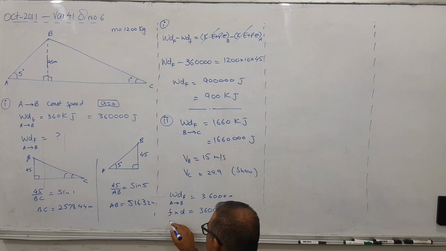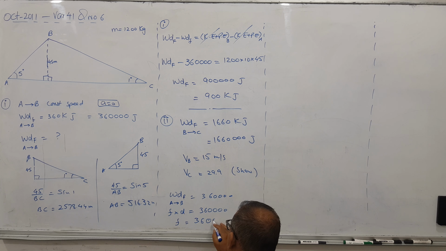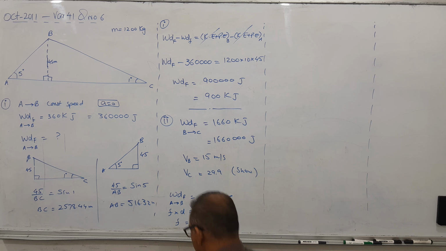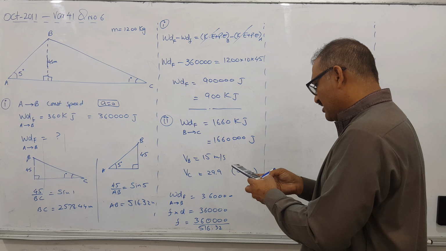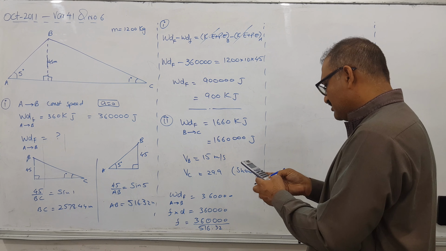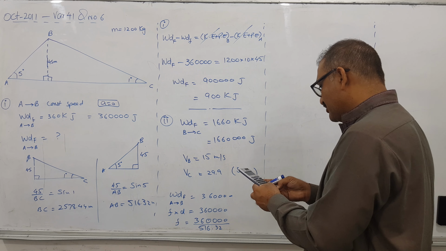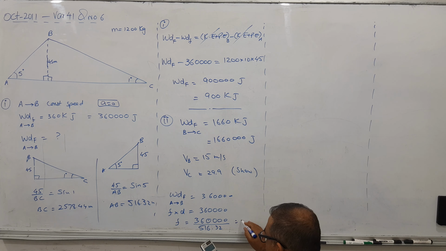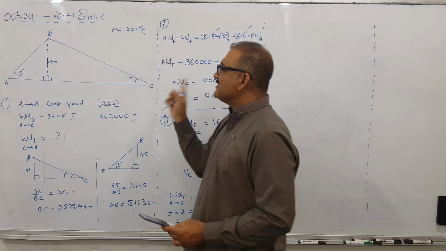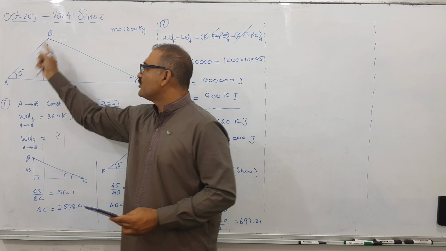So if I divide, the friction force is coming 3, 6, and 4 zeros divided by 516.32. The answer is coming 697.24. This is the friction force, which is constant. He said it is constant from A to B and B to C.